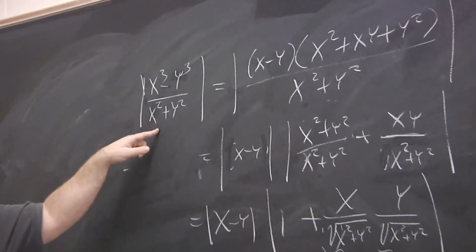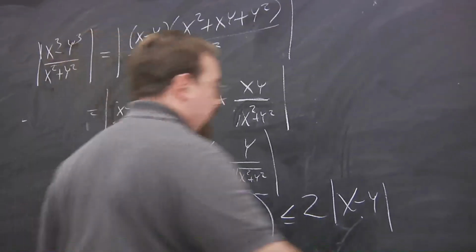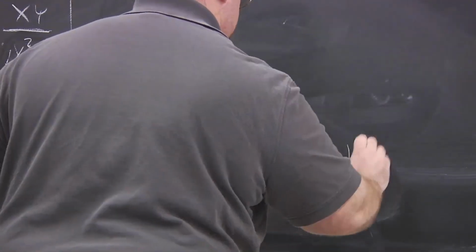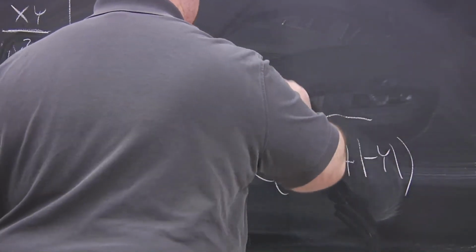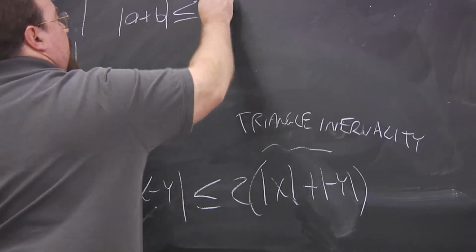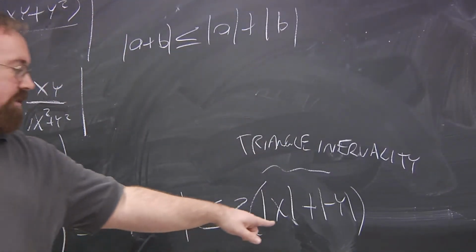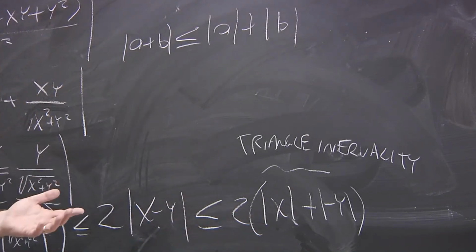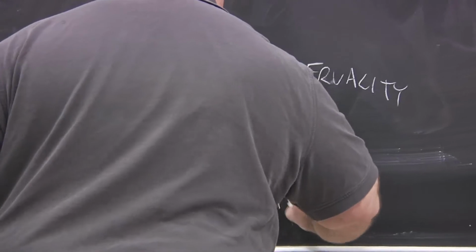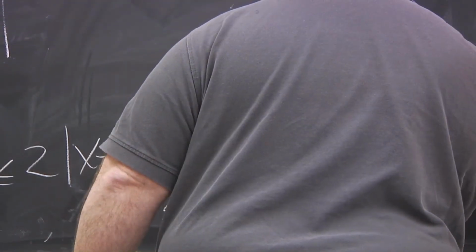We want to find an upper bound for this in terms of the square root of x squared plus y squared, and we're almost there because we can have an upper bound for this in terms of 2 times absolute value of x plus absolute value of minus y. What we used here is called the triangle inequality. So the absolute value of a plus b is bounded by absolute value of a plus absolute value of b. So we just use that right here. But now each of these we can bound by the square root of x squared plus y squared again. So we get 2 times square root of x squared plus y squared plus square root of x squared plus y squared. So altogether bounded by 4 times the square root of x squared plus y squared.